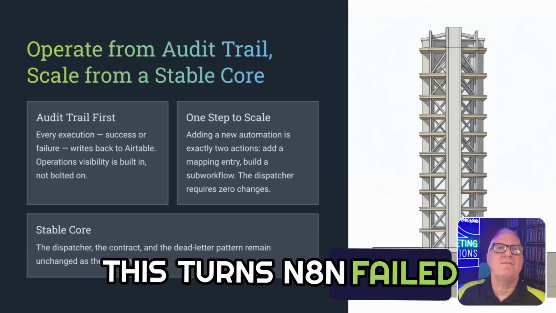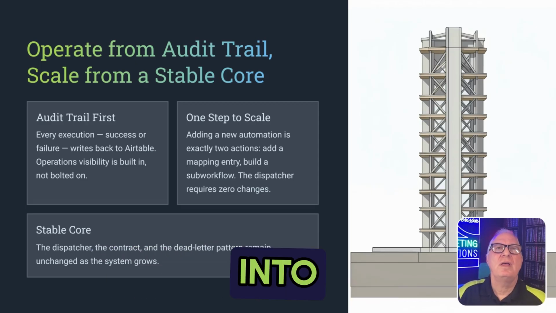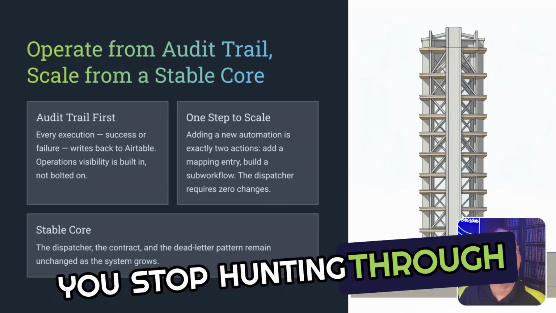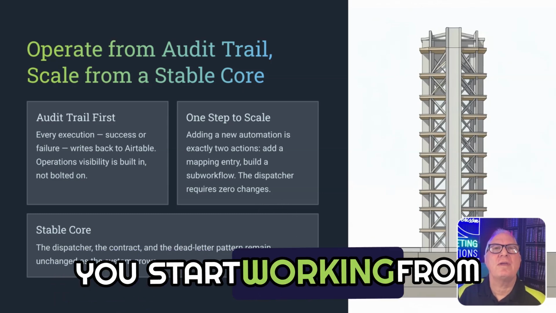This turns "n8n failed somewhere" into "this record failed because X at Y." And it changes how you operate the system. You stop hunting through executions. You start working from an audit trail.